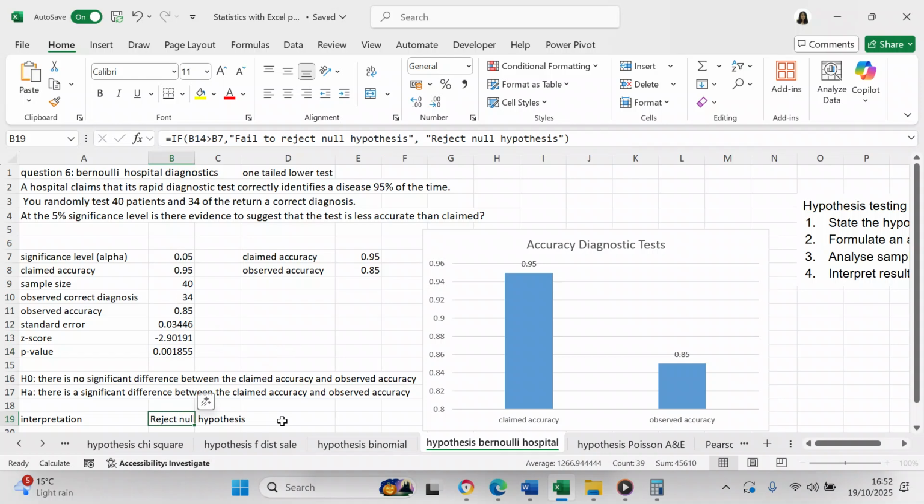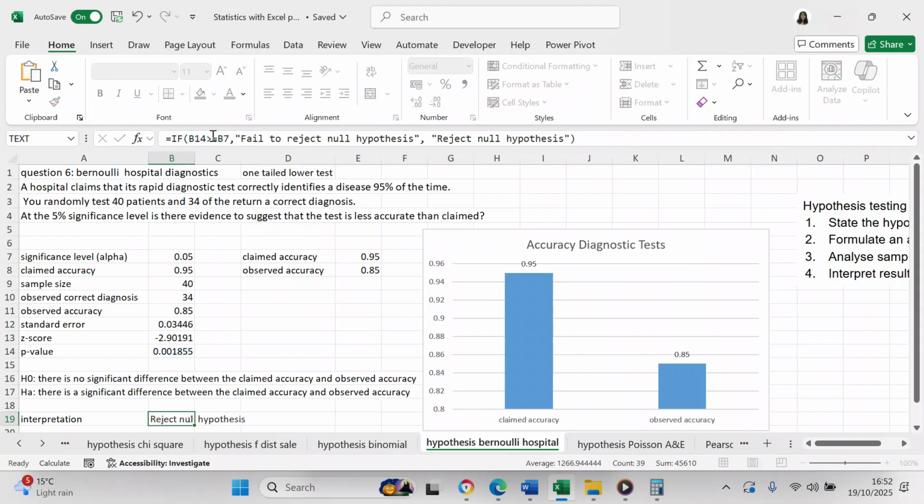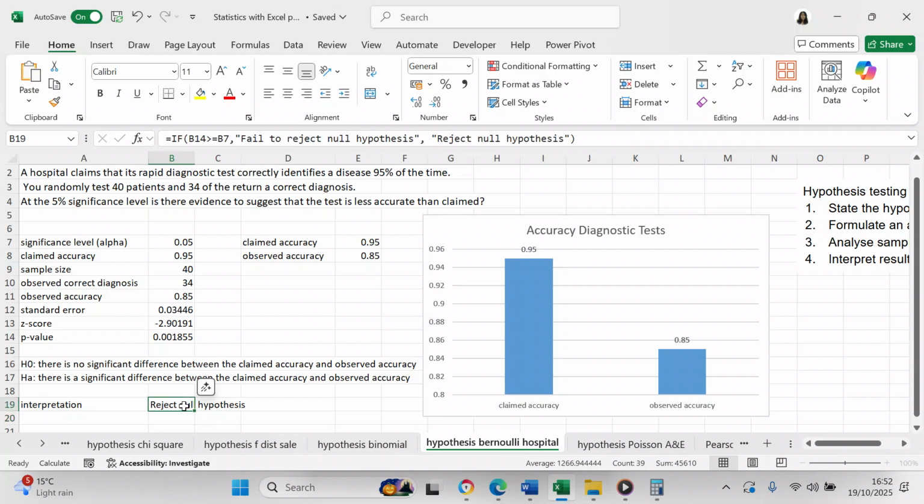We're going to go ahead and do it the Excel way. If B14 is greater than or equal to B7, that's your alpha, fail to reject the null hypothesis. Otherwise, reject the null hypothesis.